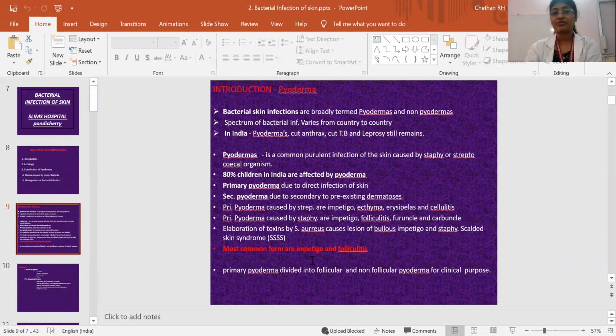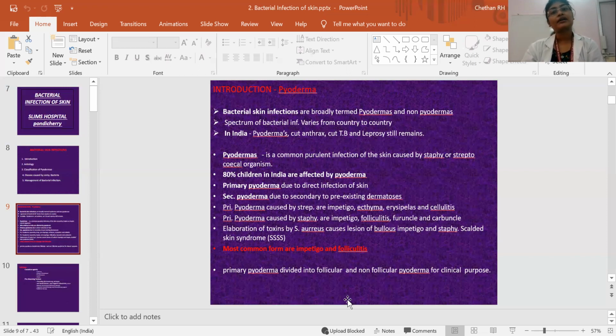So there is a difference between streptococcal and staphylococcal pyodermas. Those caused by streptococcus and staphylococcus have a common factor, and that is impetigo. Otherwise, streptococcus can cause ecthyma, erysipelas, and cellulitis, and staphylococcus can cause folliculitis, furuncle, and carbuncle. Elaboration of toxins by Staphylococcus aureus causes lesions of bullous impetigo and staphylococcal scalded skin syndrome. The most common forms are impetigo and folliculitis.